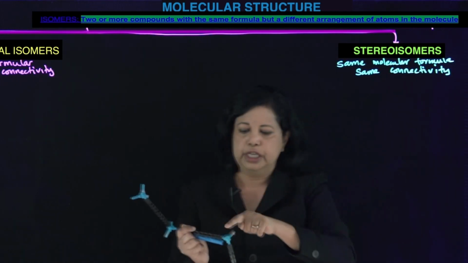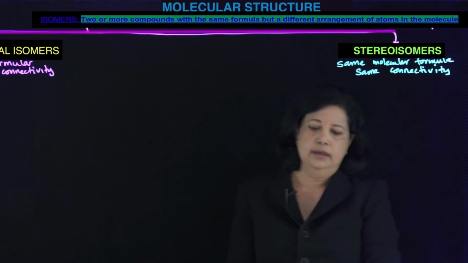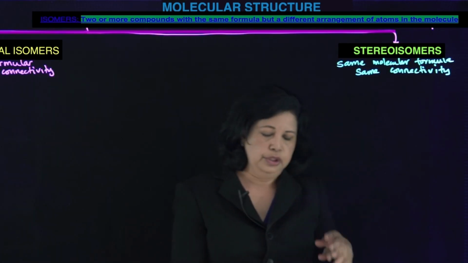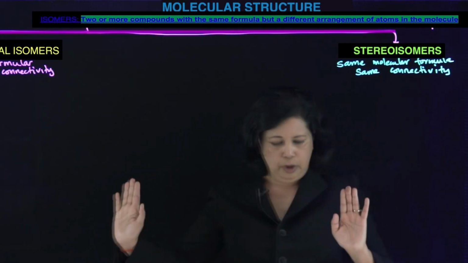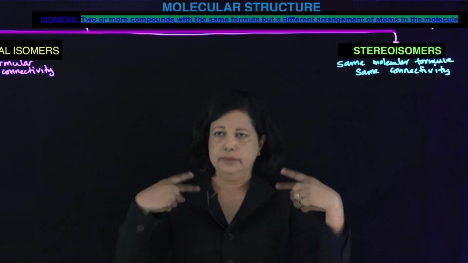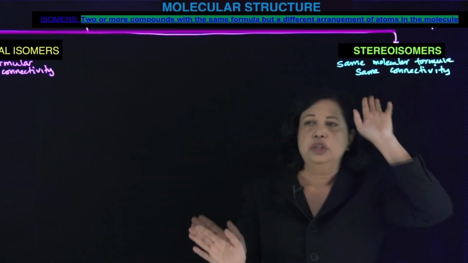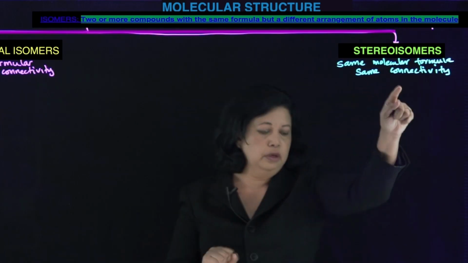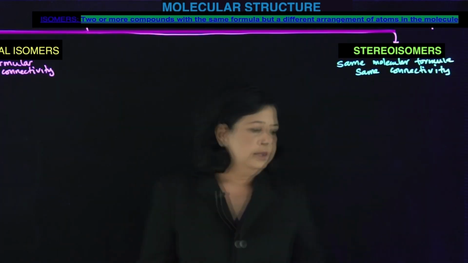So you're not changing the way carbon or hydrogens or oxygens are connected in a molecule. They're connected to the exact same things, but they have different spatial orientations. That's what you call stereoisomers.